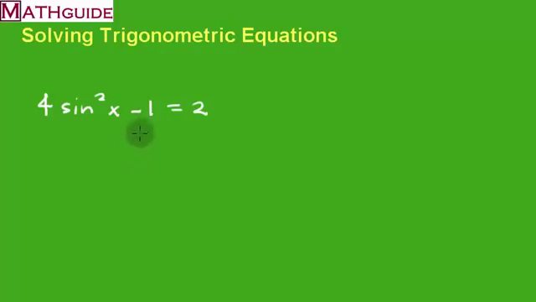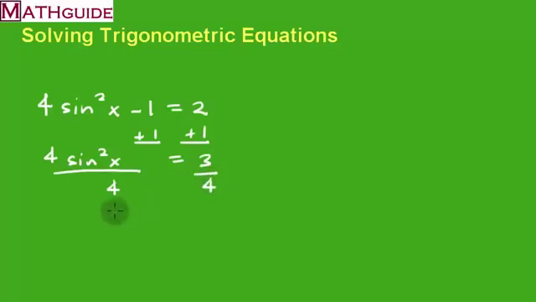Okay, so what are we going to do? We're going to add 1 to both sides. That's the opposite of subtracting 1. So we get 4 sine squared x is equal to 3. Okay, I'm going to divide by 4 to get rid of that multiplication by 4. So let's see, I get sine squared of x is equal to 3/4.